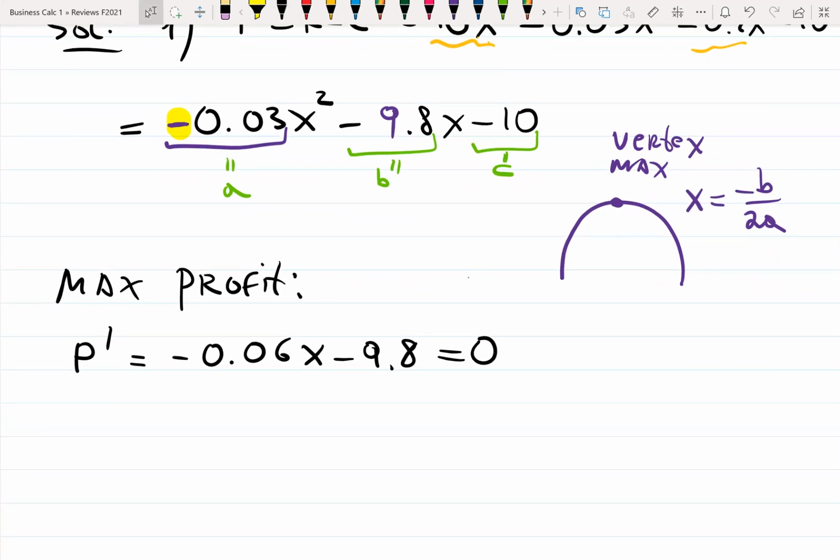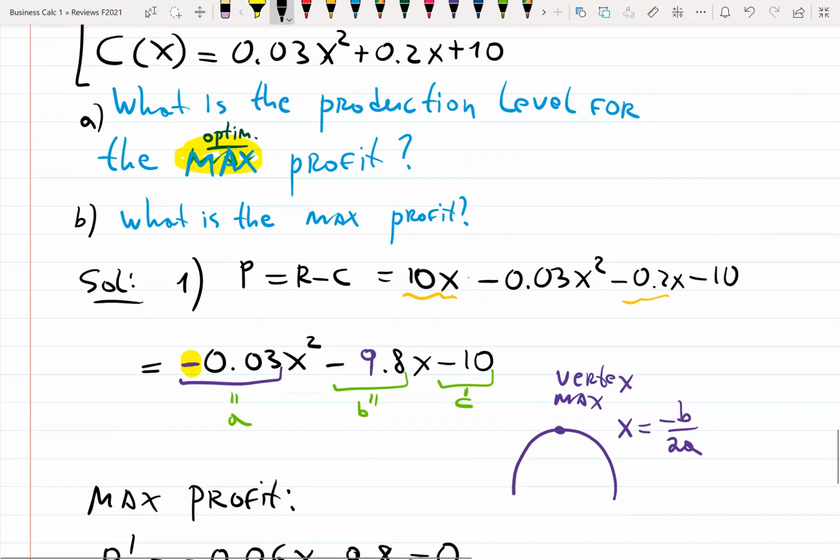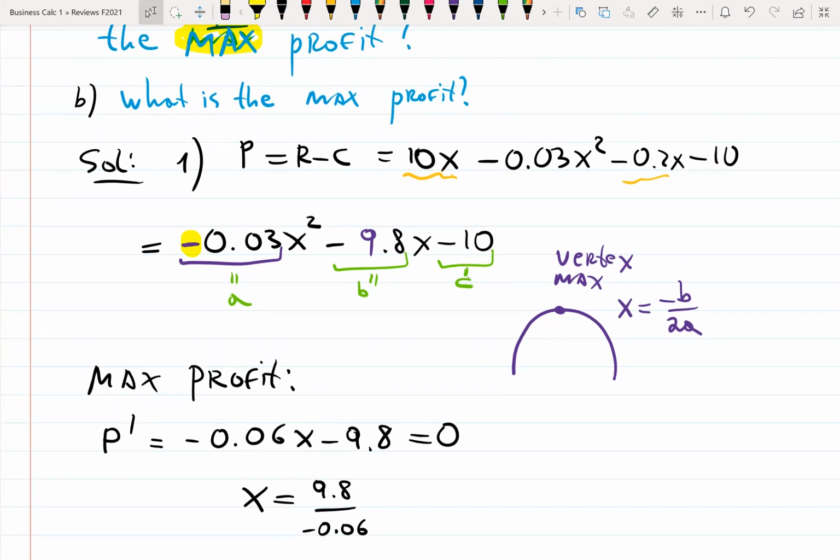There's no D and E here. X equals 9.8 divided by, is it negative, 0.06? Oh, it's plus 9.8. 9.8 would be positive still.